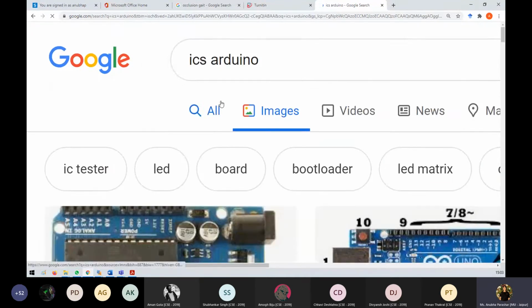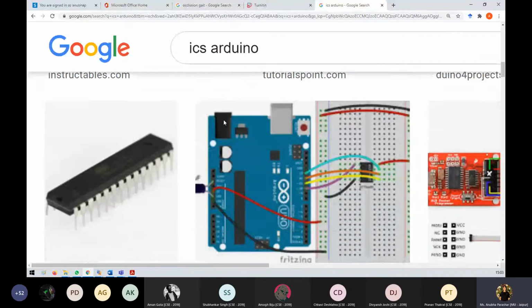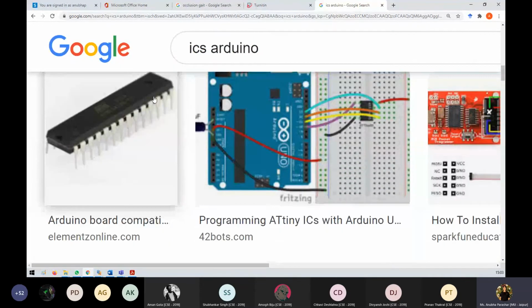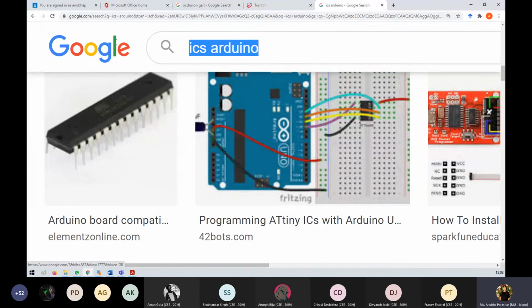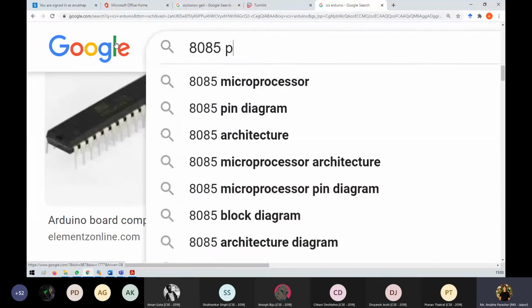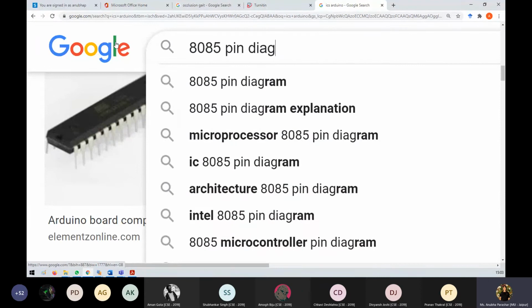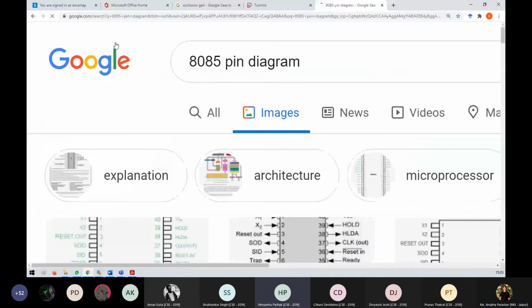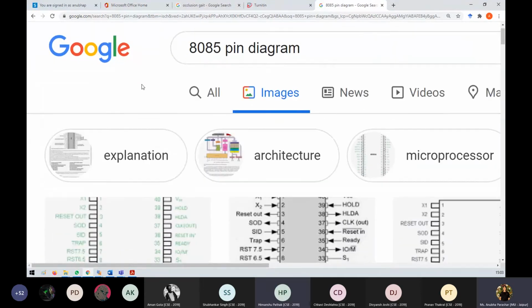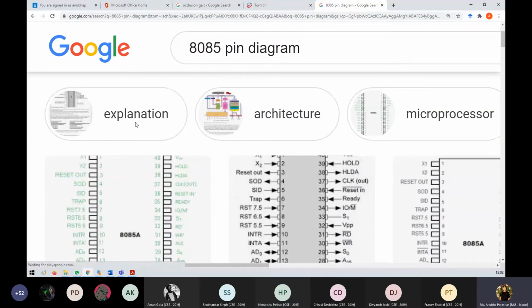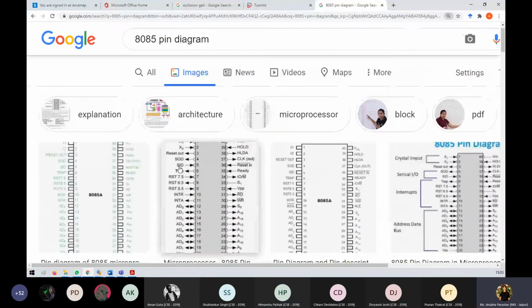So when we are talking, IC looks like this, right? Now we come to 8085. Ma'am, what is this IC? IC means integrated circuit. The circuit is made in such a way that they have hard coded it.